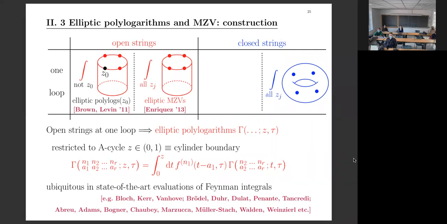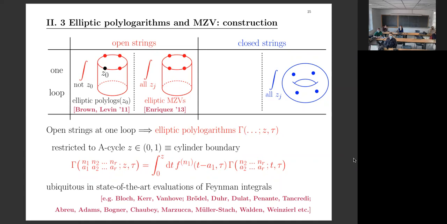Good, so these are the objects that appear naturally in integrating open string punctures, and the same would be true if I were to place some of the punctures on the other boundary. But these functions not only appear in string theory. In fact, the evaluation of Feynman integrals experienced a fantastic boost over the last years when these polylogs made it to the particle physics literature.